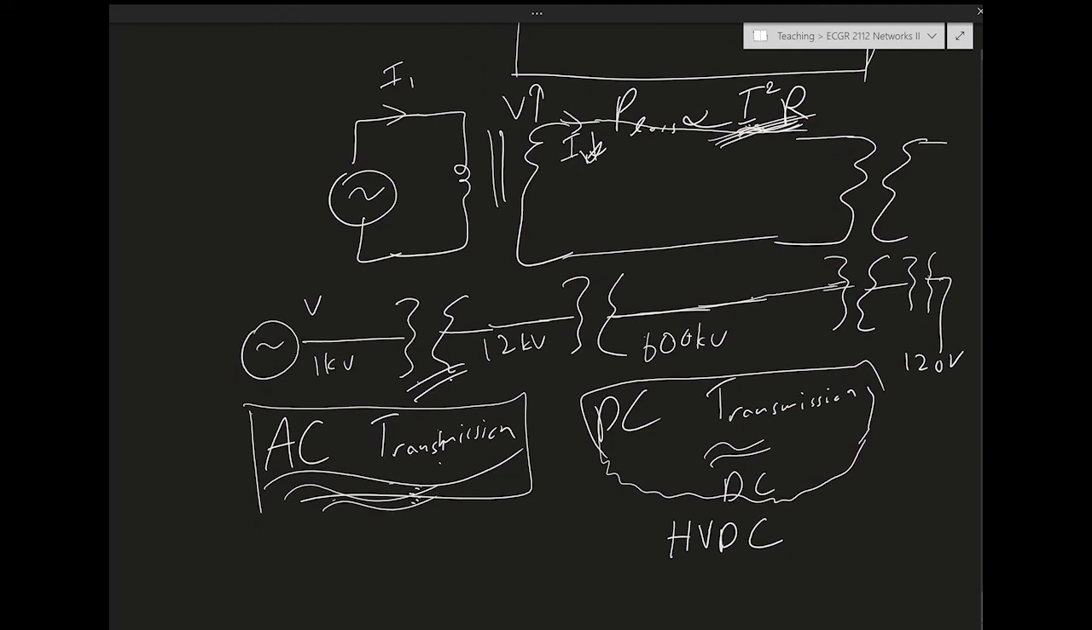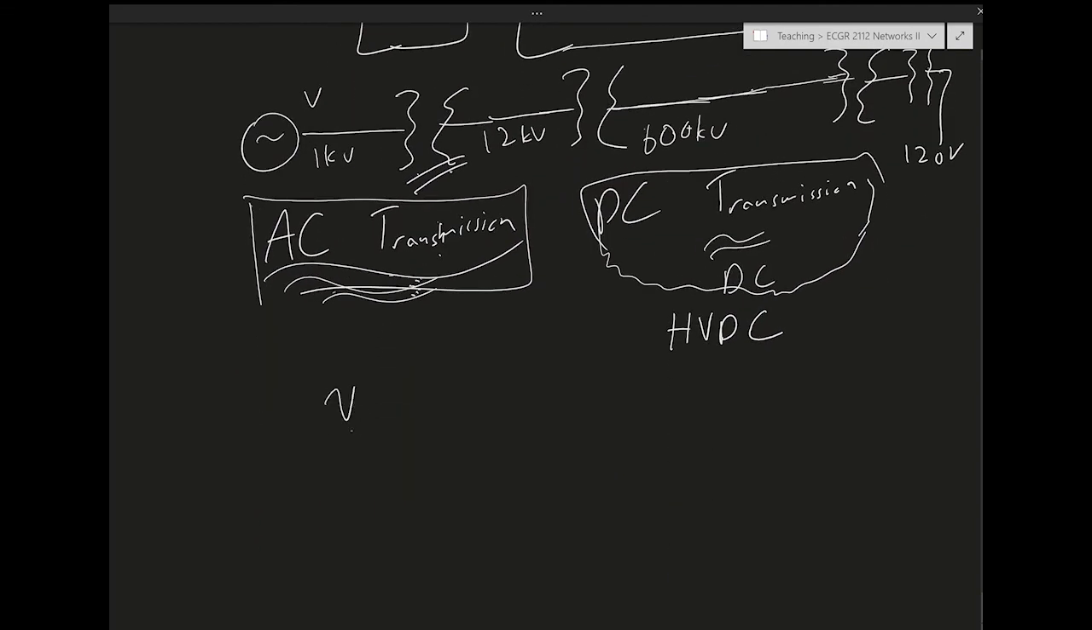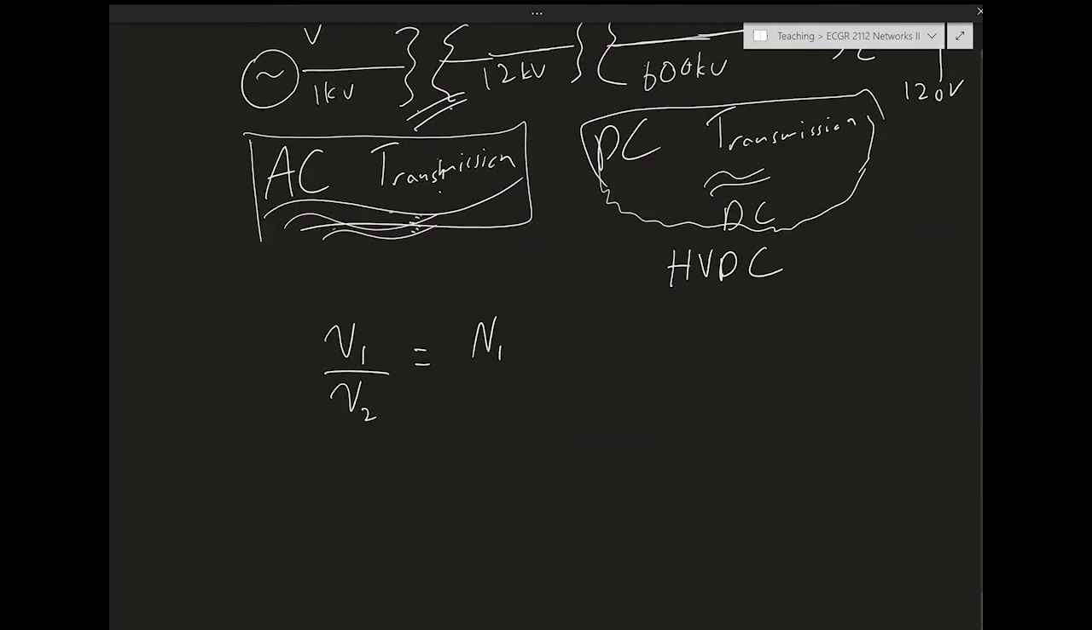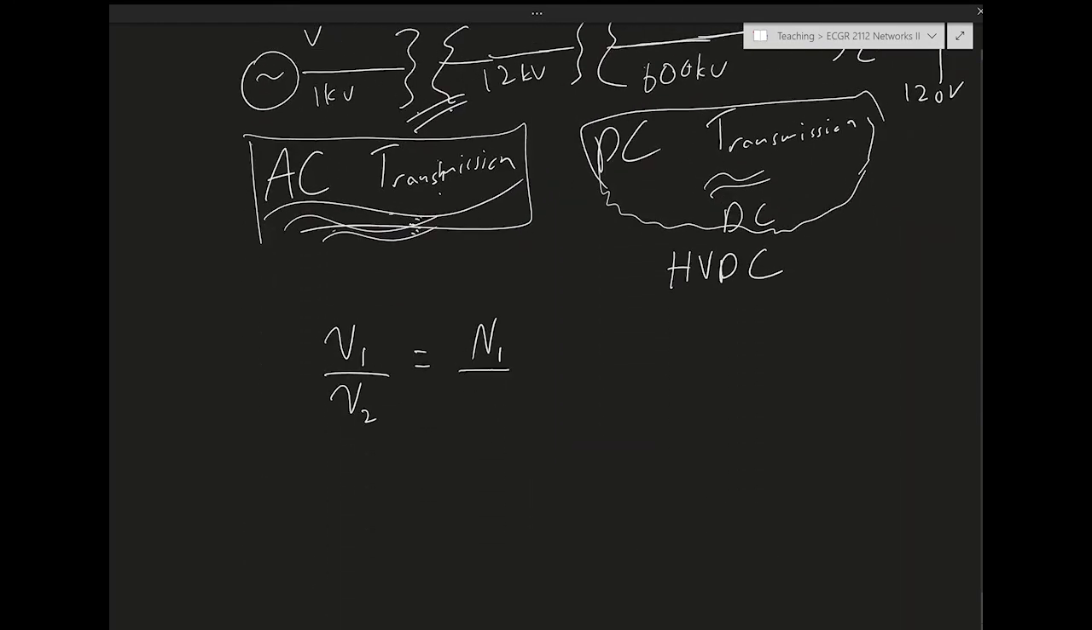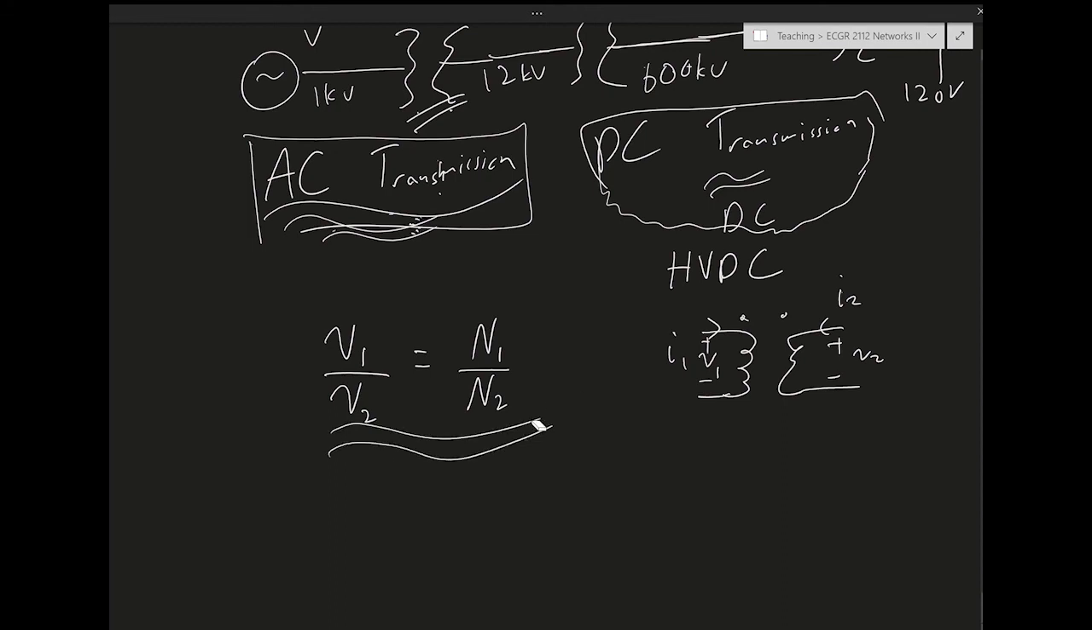So we said, hey, we established the first relationship, which is V1 over V2 equals N1 over N2. And this is for a transformer that looks like this. This is I1, and this is I2, and this is V2, and this is V1. What about the relationship of the input current and the output current? Well, this we derived from Faraday's law. Here we have to use Ampere's law.